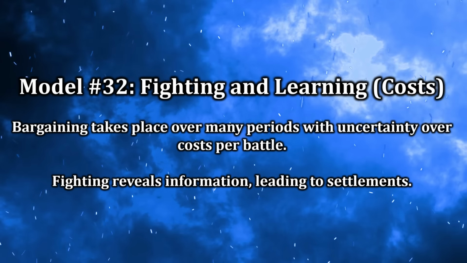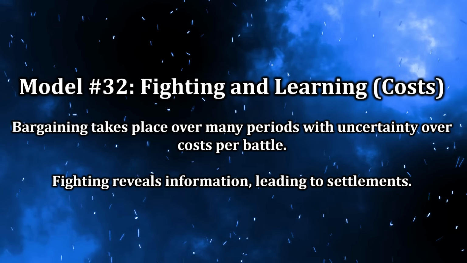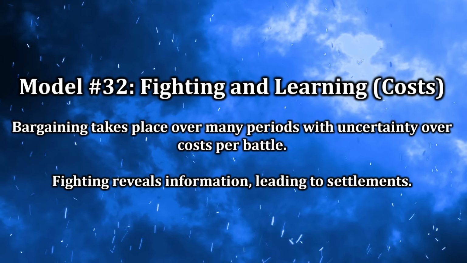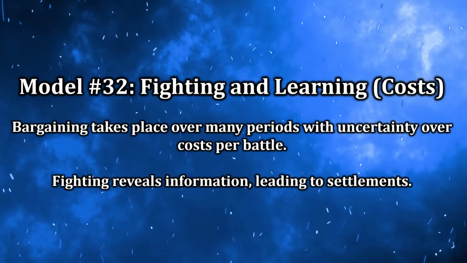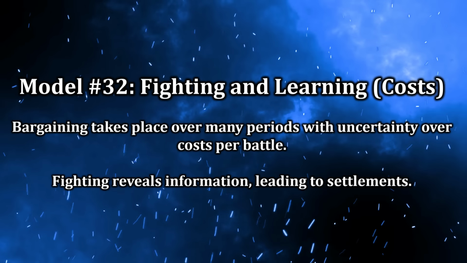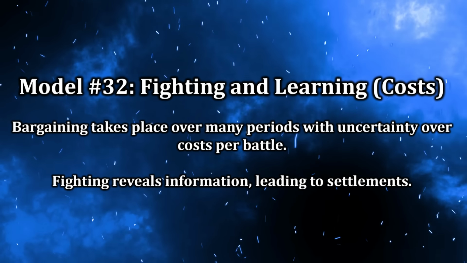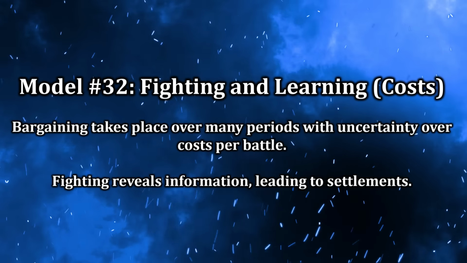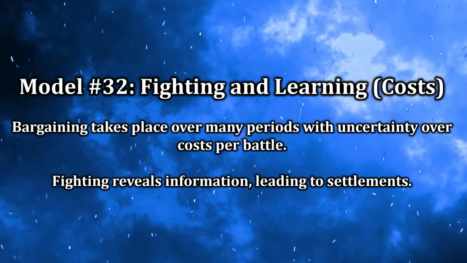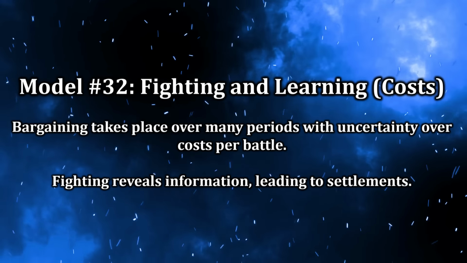Model number 32. Fighting and learning with uncertainty over costs. What happens if one party does not know how costly war is to its opponent, and those costs could accumulate over multiple battles? More good news. War acts as a credible, costly signal. Every battle incurs a cost that the parties cannot recover, which discourages high-cost types from bluffing as though they have low costs. Like before, war can resolve itself by revealing the information that caused it in the first place.